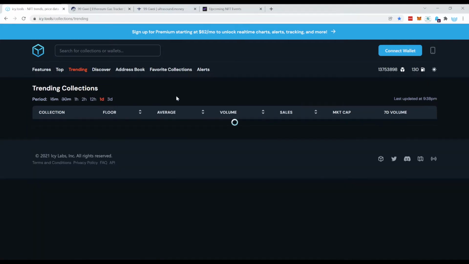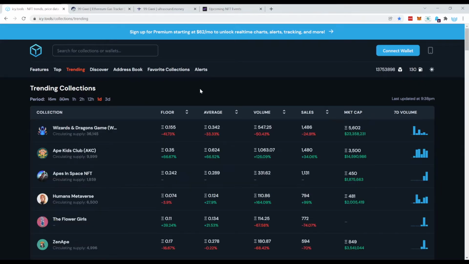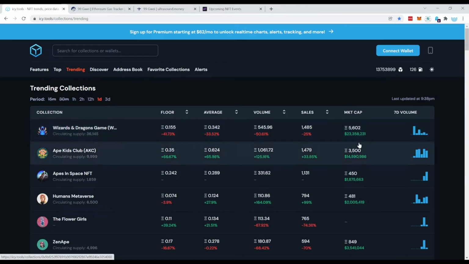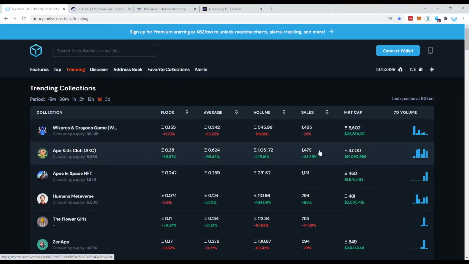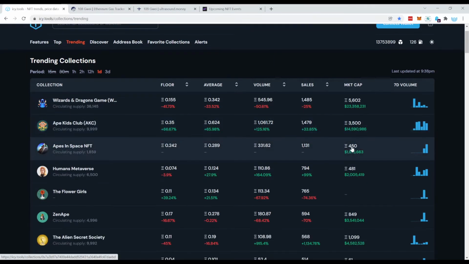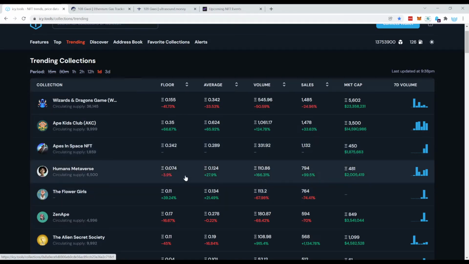If you go, for example, to 1 day, to get a slightly longer time frame, then this one is still number 1. So it looks like there's a lot of buzz around this NFT right now. And the market cap is 5,600 ETH, which is approximately 23 million, which is not too bad. Next one, 14 million. Okay, Apes in Space, 1.8 million. So this already gives an indication of a coin's popularity in a given time frame.